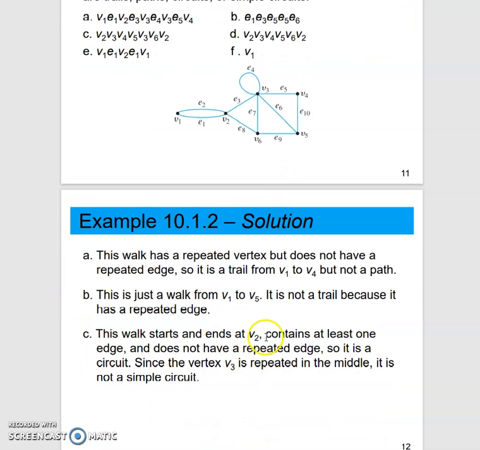You'll notice we both started and ended at V2. We contained at least one edge, no repeated edges, so it is a circuit. However, we repeated vertex 3, so it's not a simple circuit.